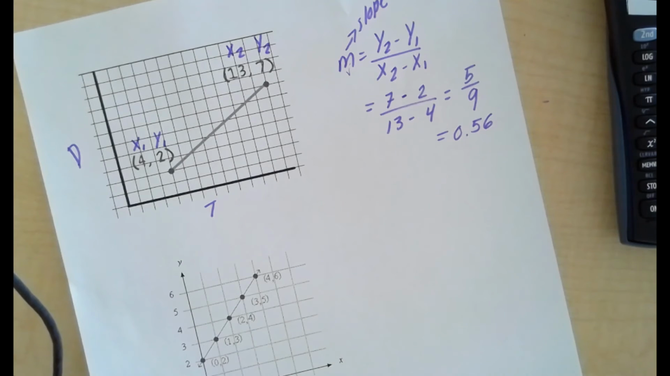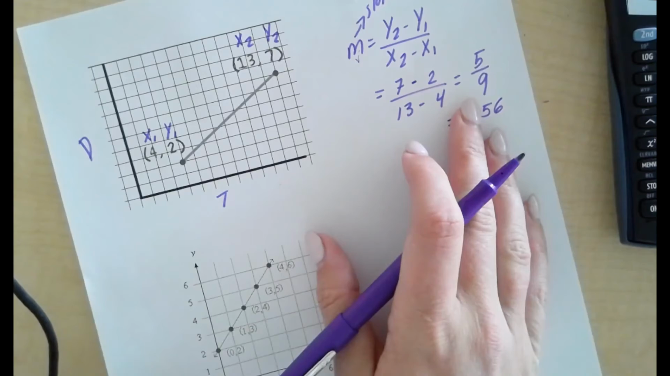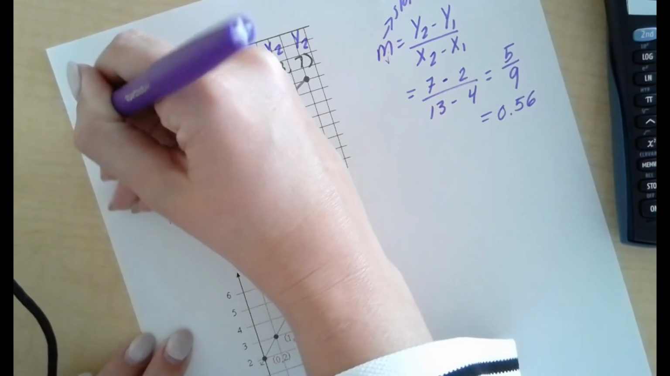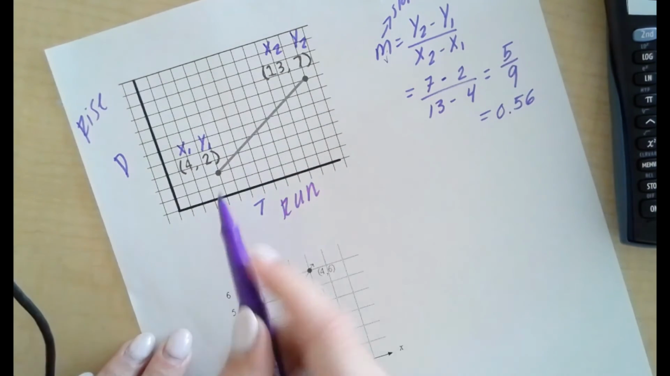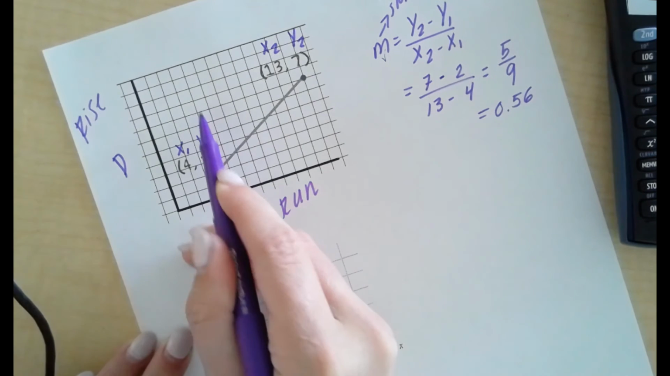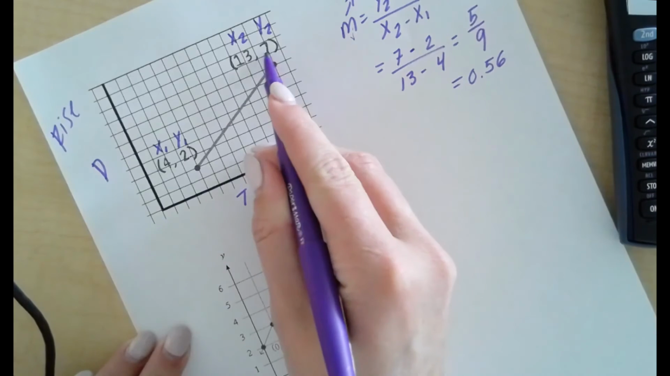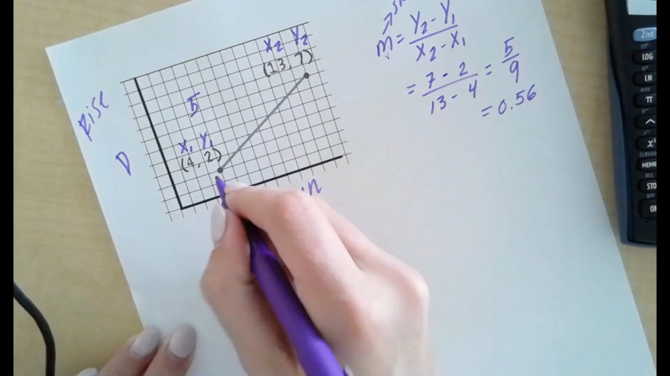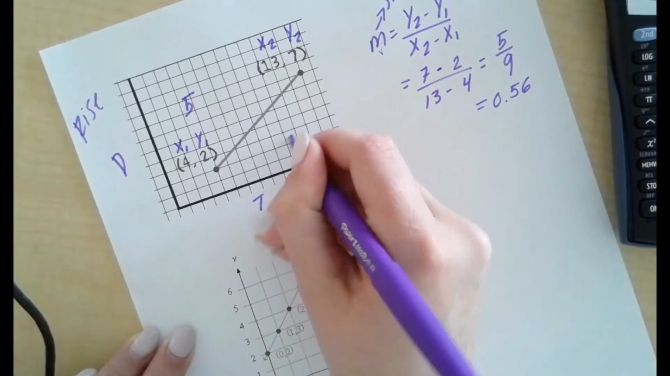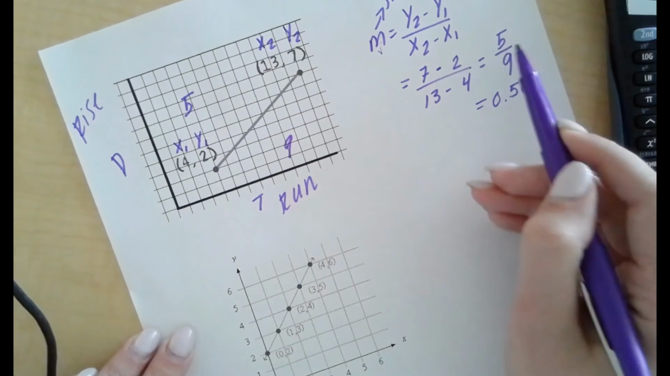Now, one other way that some students do find a little bit easier to find the slope, without plugging in all of these numbers, is what's called rise over run. What you want to do is look at how much you went up on the y-axis by. From 2 to 7, that gives us a difference of 5. And from 4 to 13, that gives us a difference of 9. And then we get that same answer, 5 over 9.